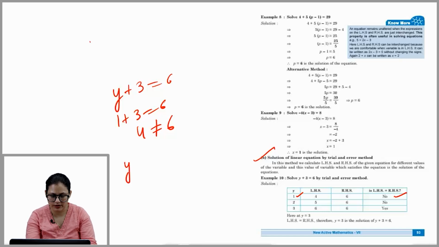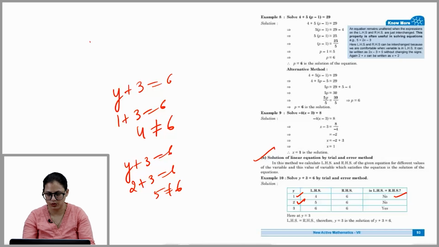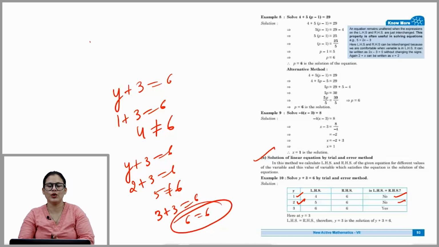Next we will take the value of y as 2. Now 2 plus 3 is 5 and 6. Are both sides equal? No. Now we will take y's value as 3. So we will put here 3 plus 3 is 6, and 6 is equal to 6. Now both sides are equal. So the answer is yes. That means y is equal to 3. Here at y is equal to 3, LHS is equal to RHS. Therefore, y is equal to 3 is the solution of this equation, right?